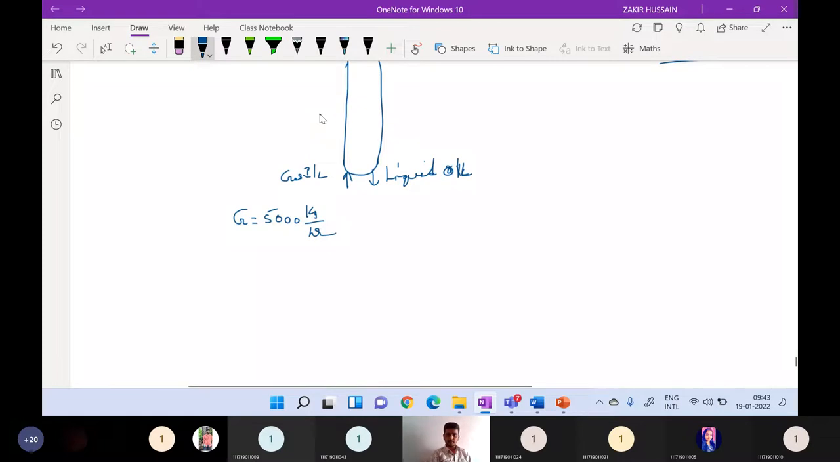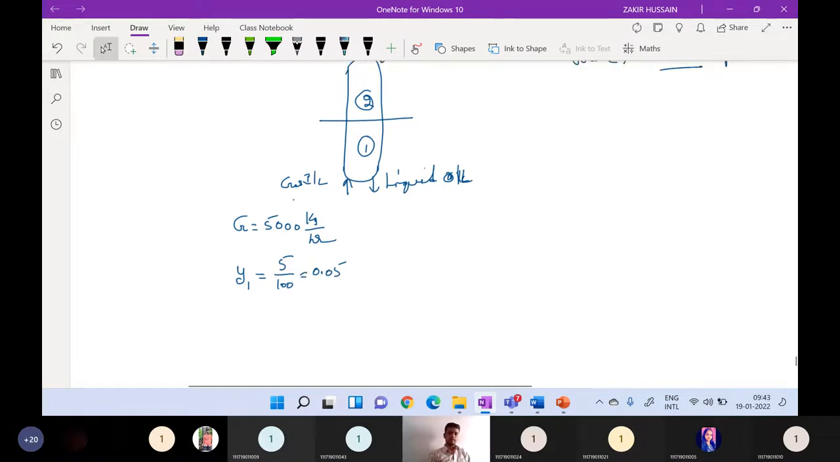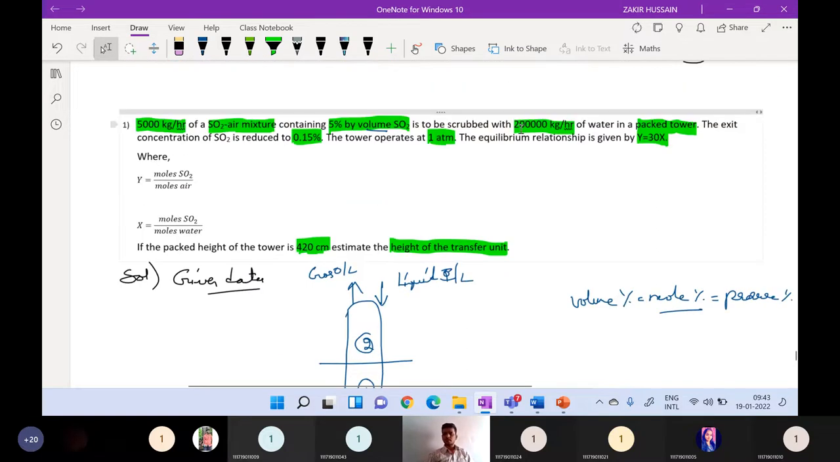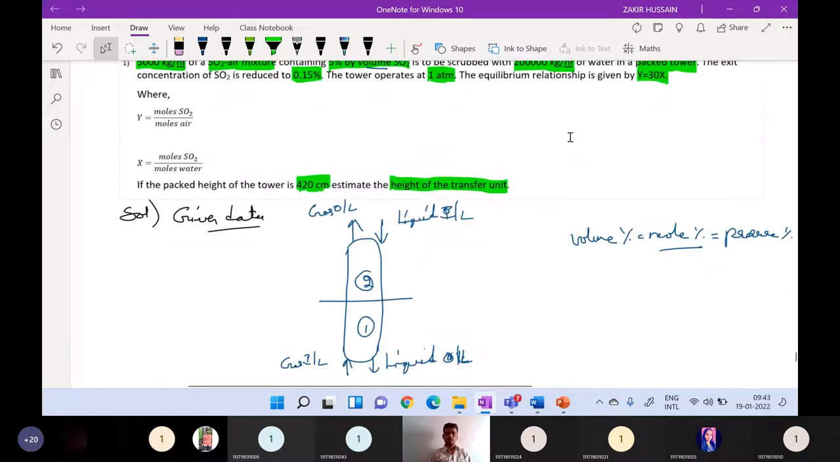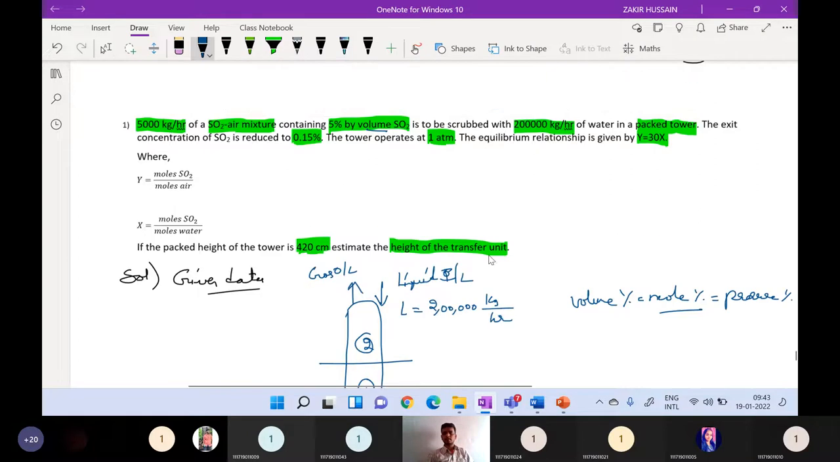Let us define the variables, 1 for the bottom and 2 for the top. Small y1 = 5/100, so around 0.05 is the SO2 composition in the gas inlet. It is to be scrubbed with liquid, water, 2 lakh kg per hour. So L = 2 lakh kg per hour, a mass flow rate of water in the packed tower.